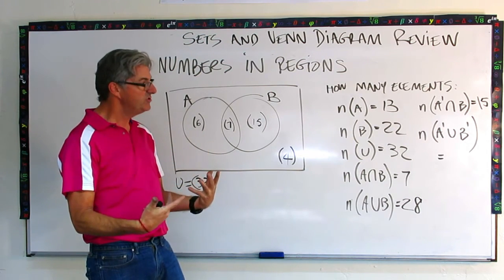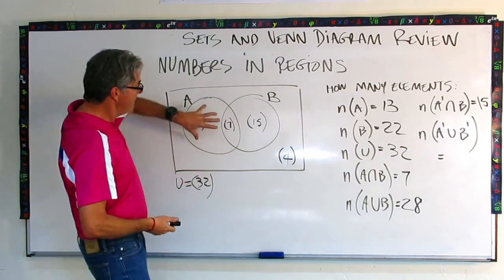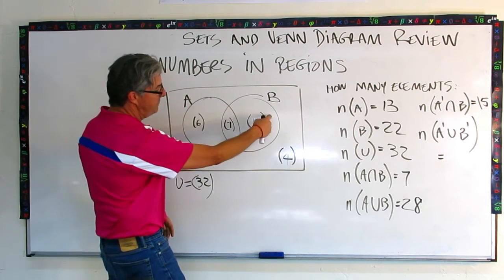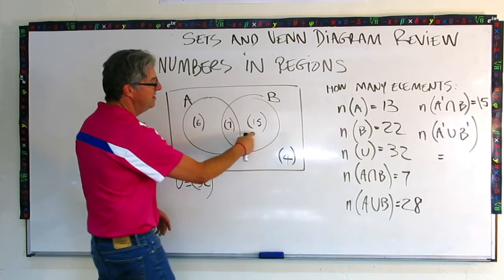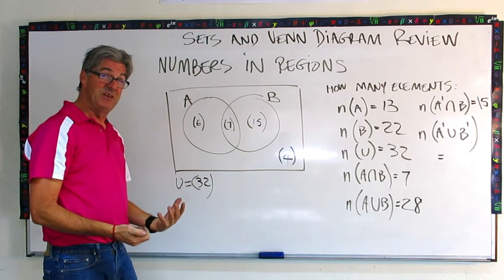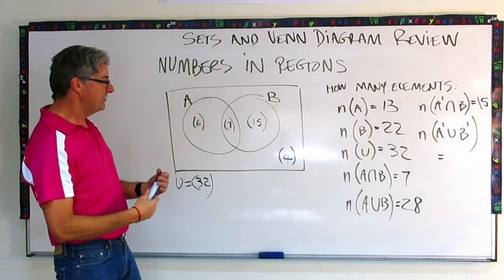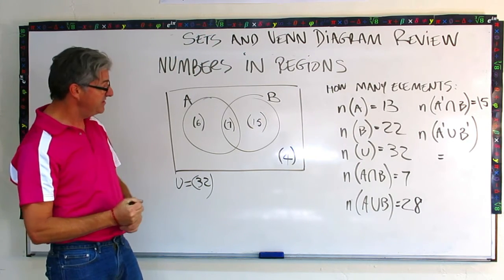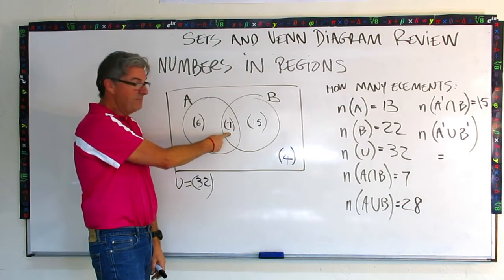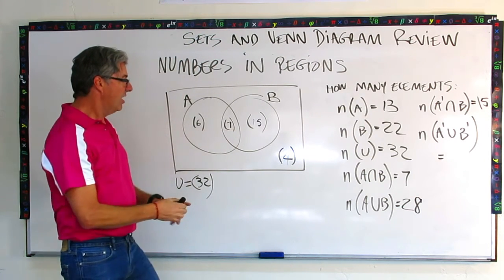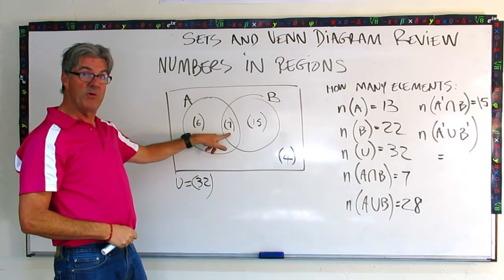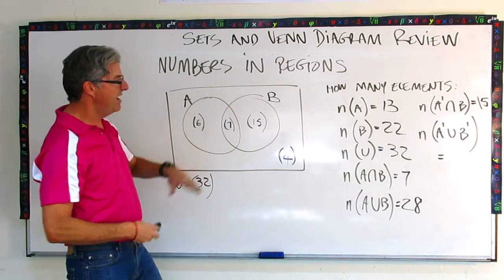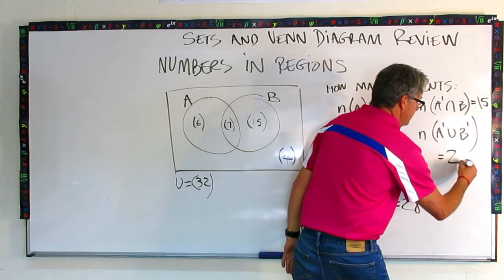It's more inclusive. So the complement of A is everything not in here, and the complement of B is everything not in here. But since it's a union, we can include a lot of other stuff. In fact, the only thing that doesn't belong in this group is the intersection. These things are both in A and both in B, so they can't be excluded. So we're going to have 32 minus 7, and this is going to be 25.